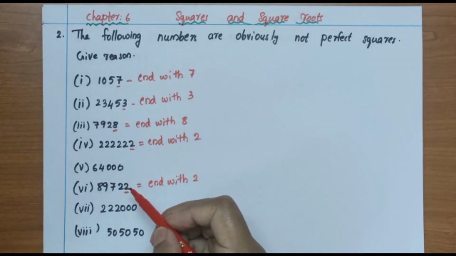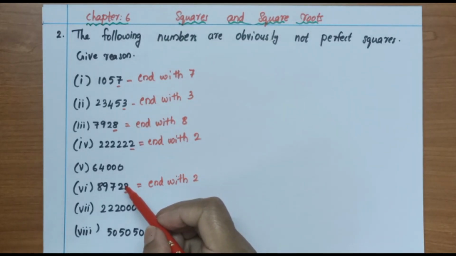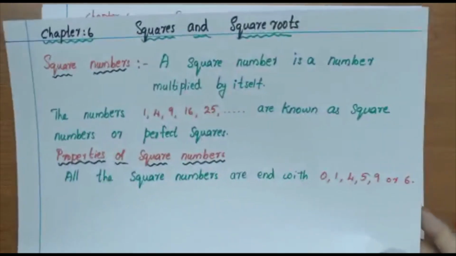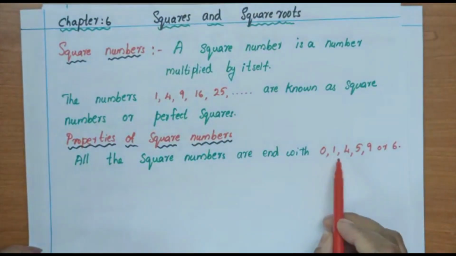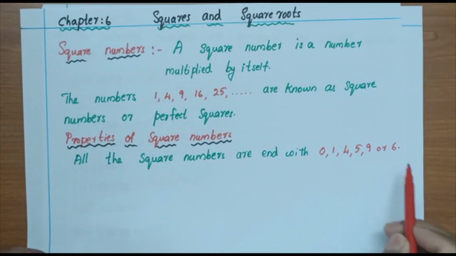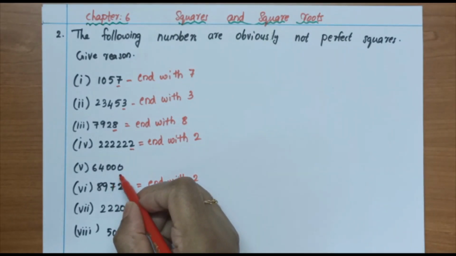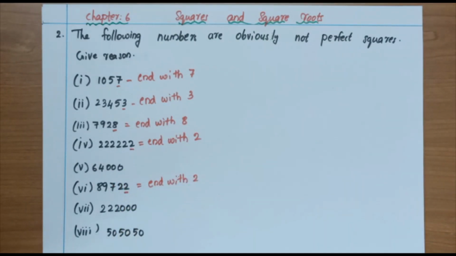Then in the normal case, a number that ends with 0, 1, 4, 5, 9, or 6 can be a square number. We have learned about that. But in these questions, it is ending with 0, and still they are not square numbers.